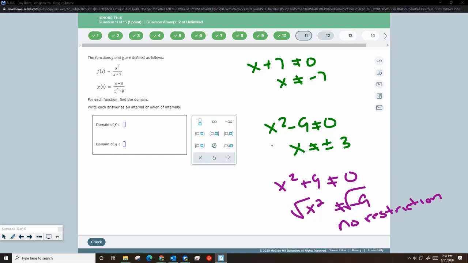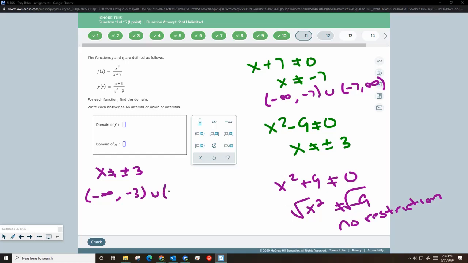So when we're listing these problems out, for x does not equal negative 7, I have to list this as negative infinity to negative 7, union negative 7 to infinity. So you have to write it completely out like that. The plus or minus 3, I have to write as negative infinity to negative 3, union negative 3 to 3, union 3 to infinity. So I'm going to have both of those there.